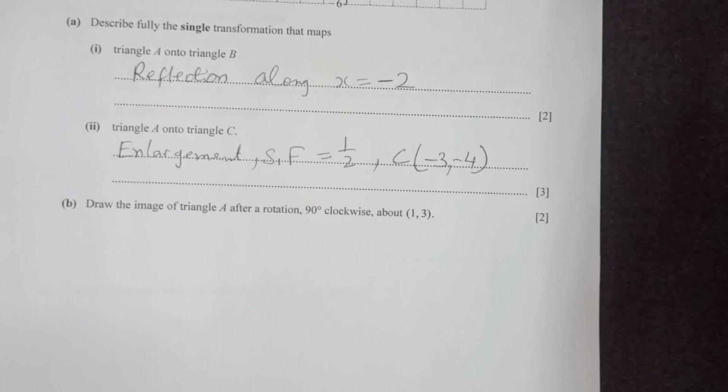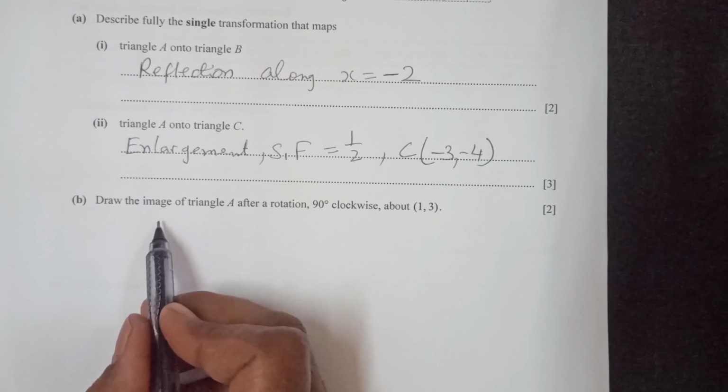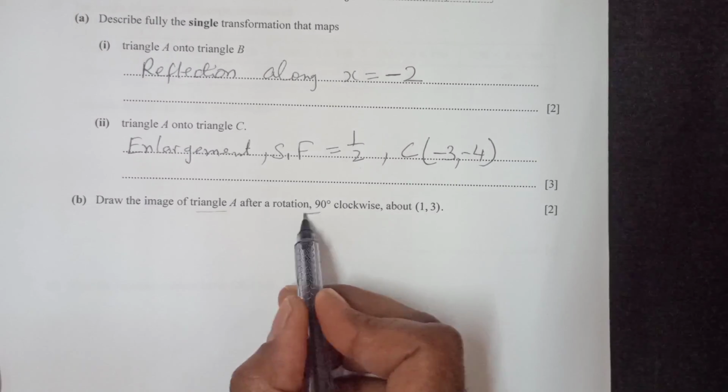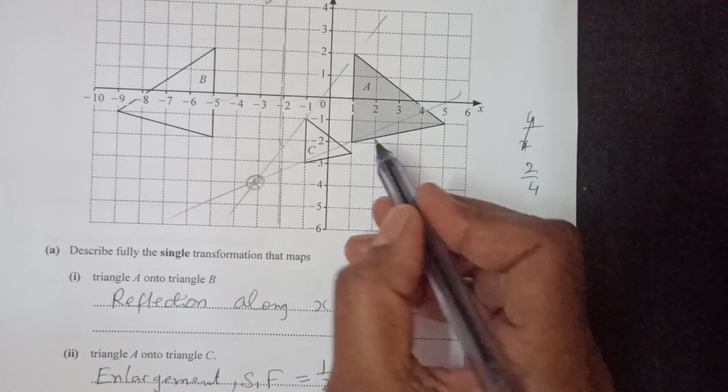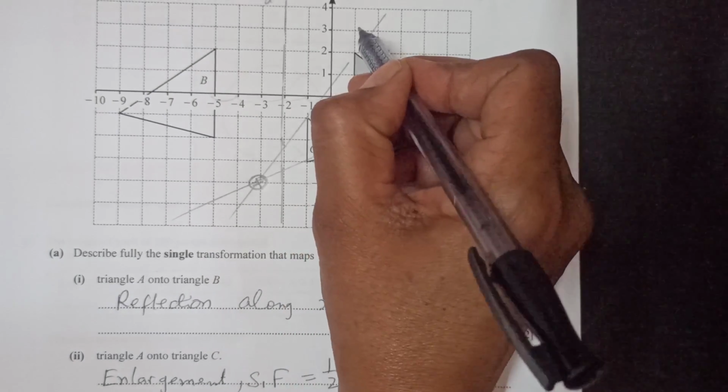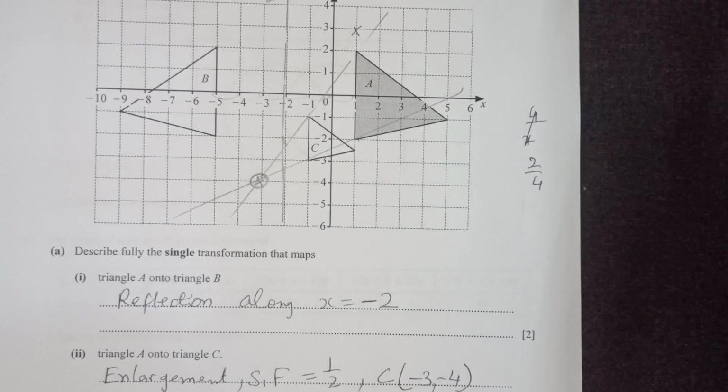Now we have to draw the image of triangle A after rotation 90 degrees clockwise about (1, 3). First of all, we need to find out (1, 3). (1, 3) is here, this one here. So we are going to rotate this one. For that I'm going to use a tracing paper here.